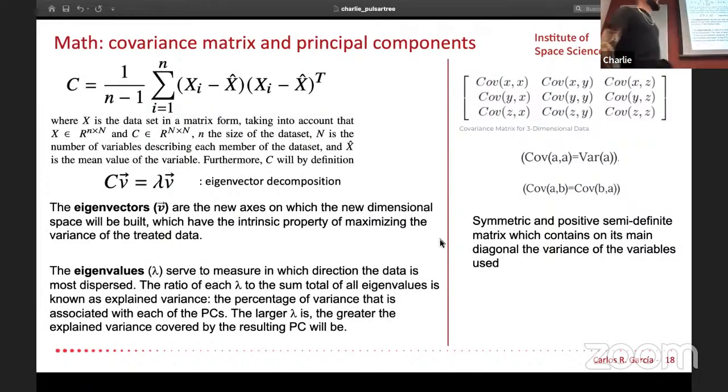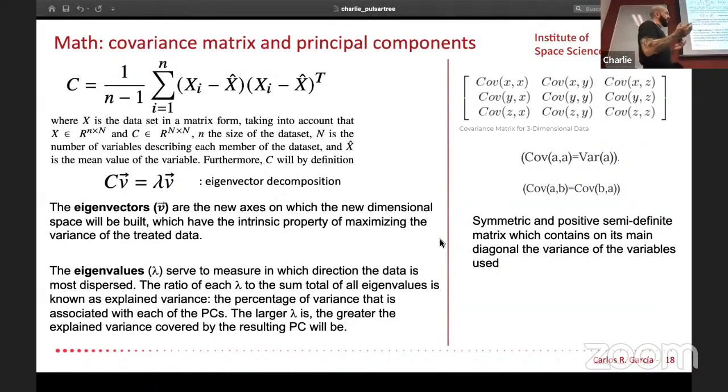On this other slide, if you want to see this mathematically, it is very simple. You take the covariance matrix, calculate the eigen decomposition, and you obtain eigenvectors and eigenvalues. The eigenvectors are the new axes of your data, the principal components, because they have the intrinsic property of collecting the maximum variance of your data. The eigenvectors have associated eigenvalues. The eigenvalue says in which direction you can find the most dispersion of your data. So if you order the eigenvalues, you are ordering the importance of your eigenvectors.